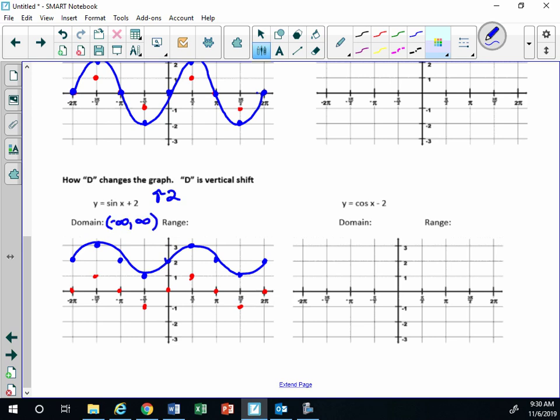Okay, and now the range, this is of the transformed graph, so the one that got shifted up. What do you think the range is? 1 to 3. And everybody okay with brackets, not parentheses? It means we're including the 1 and the 3? Okay.